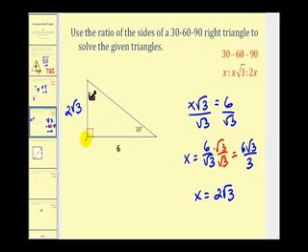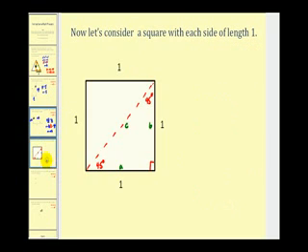And the side opposite the 90-degree angle must equal 2 times x, or 2 times 2 square root 3, and that would be 4 square root 3. And now that triangle is solved as well. Now let's go ahead and apply the same principle to a 45, 45, 90 right triangle.